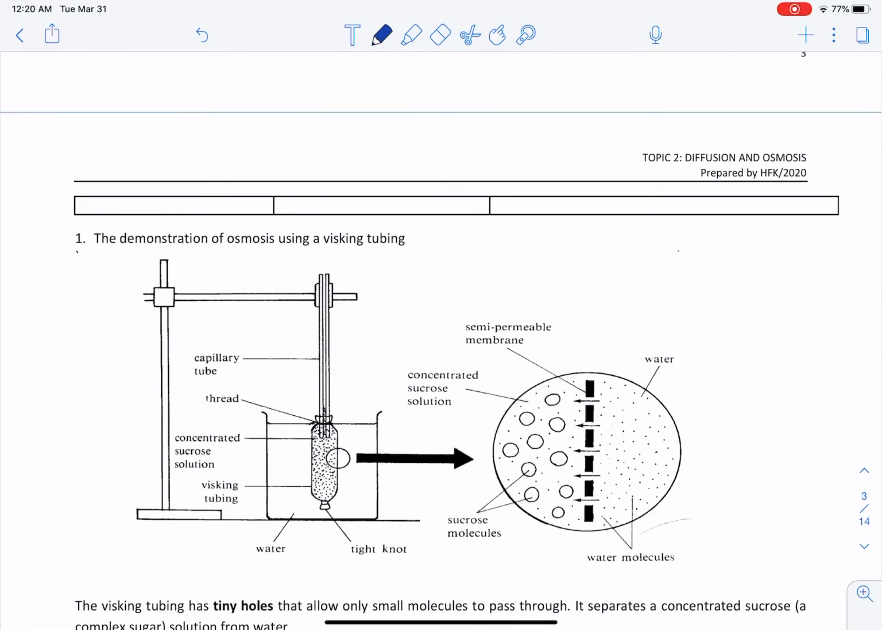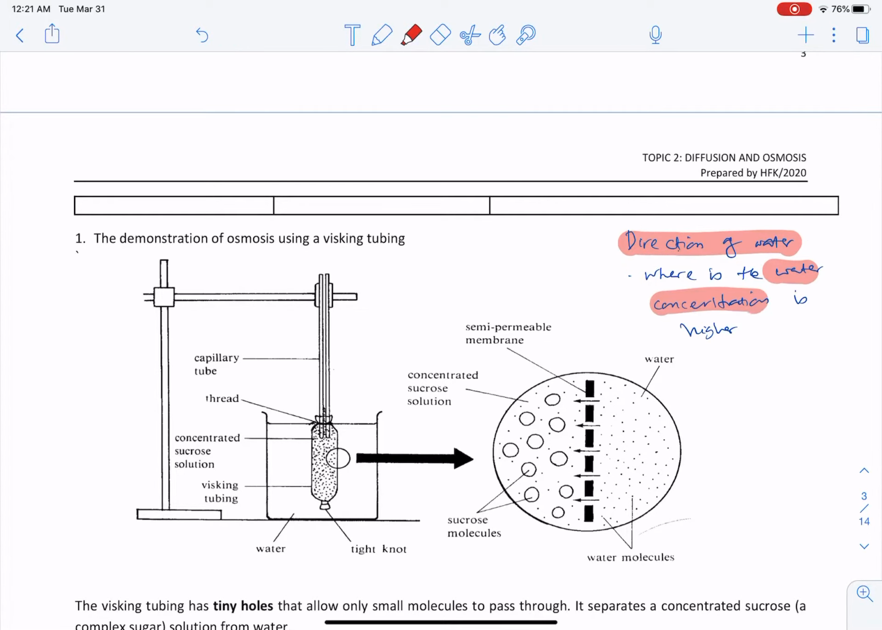Okay, now let's recall, how do we decide where the water moves, from where to where? In order to decide the direction of water, you need to know where the water concentration is higher. This is the most important thing that you need to remember. The direction of water is to identify where the water concentration is higher.